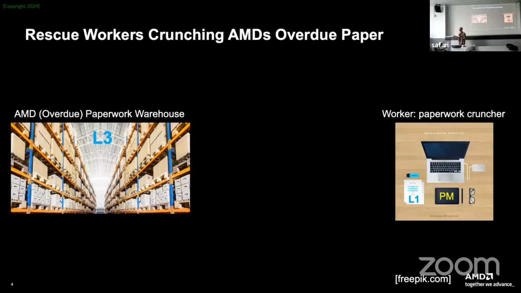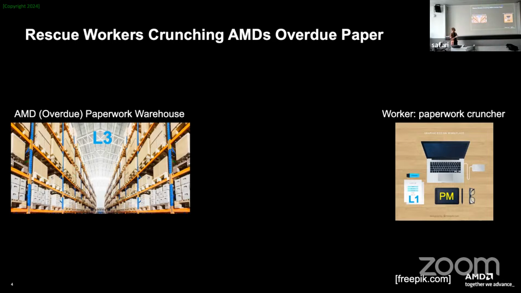Now, to be able to explain to you what spatial compute hardware actually means, we first want to make a kind of retro-style comparison to the real world. So this is a fictitious story. AMD does not have a warehouse that is that big with overdue paperwork. But suppose that is the setting, and suppose that the problem at hand is that you need to get rid of that overdue paperwork. What we do is we try to find a specialized worker, a paperwork cruncher, that will help us to get through that overdue paperwork.